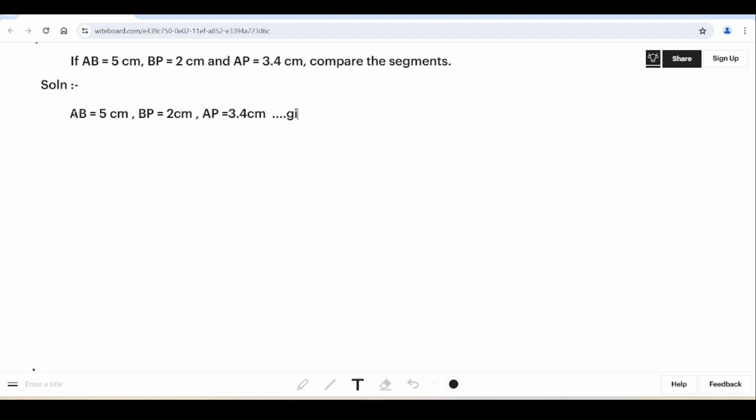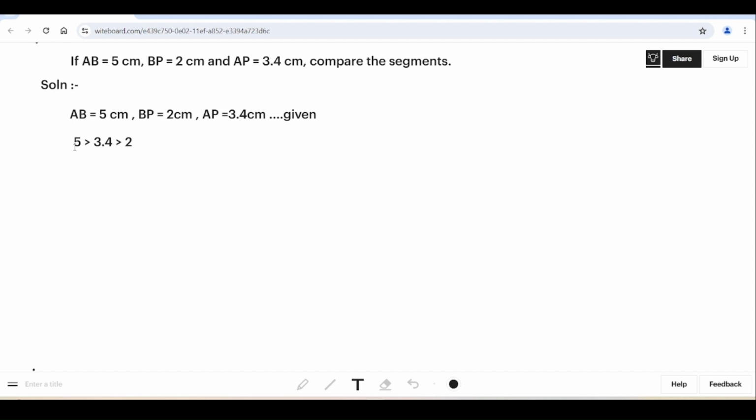This is what is given. Okay. Now we want to compare this. How will we compare? Now, 5 is greater than 3.4. 3.4 is greater than 2.